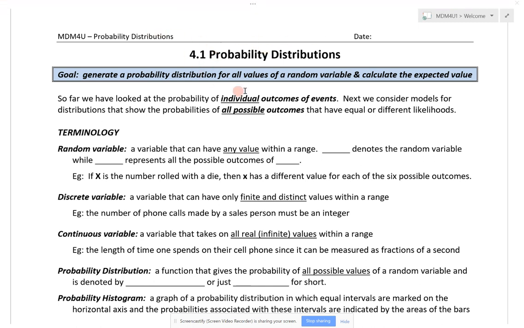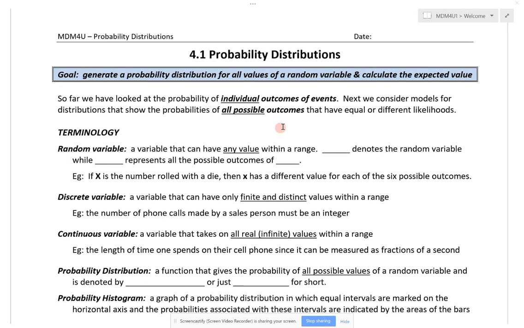So here we're now back into the study of probability through probability distributions. Up until the last time we did probability in our course, we looked at the probability of individual outcomes of events. Now in this part of the course, we're going to look at models for the distribution of the probabilities of all possible outcomes that have all equal likelihoods.